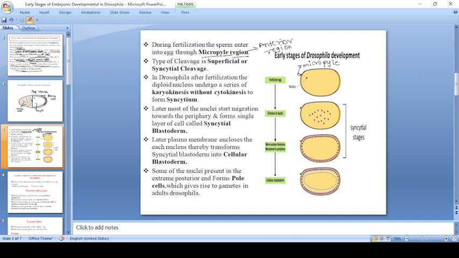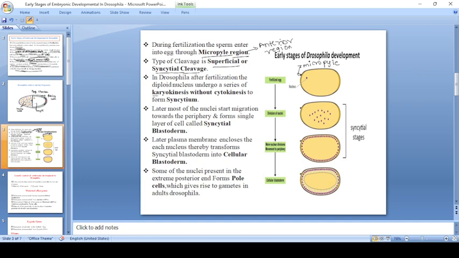The type of cleavage in Drosophila is superficial cleavage or syncytial cleavage. This is very important. Which type of cleavage is seen in Drosophila? Superficial cleavage or syncytial cleavage. Now, what is superficial or syncytial cleavage? We'll see. In Drosophila, after fertilization, the diploid nucleus undergoes a series of karyokinesis without cytokinesis.